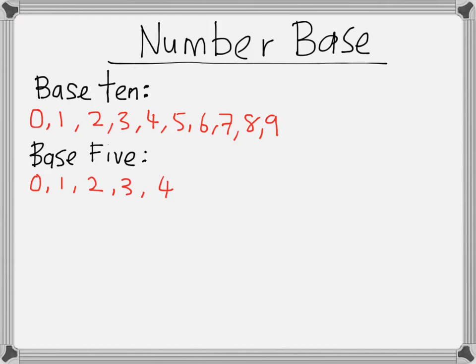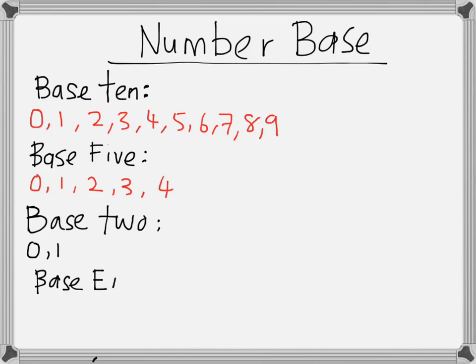So you understand about base 5, and then we can also see base 2 and base 8. Base 2 is simple, only formed by 0 and 1. Base 8 means the number is formed by 0 to 7: 0, 1, 2, 3, 4, 5, 6, and 7.